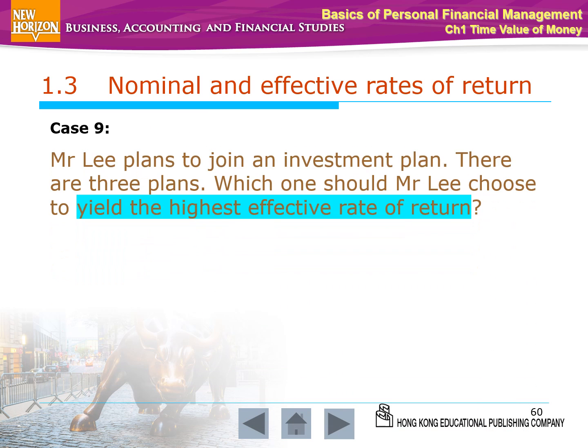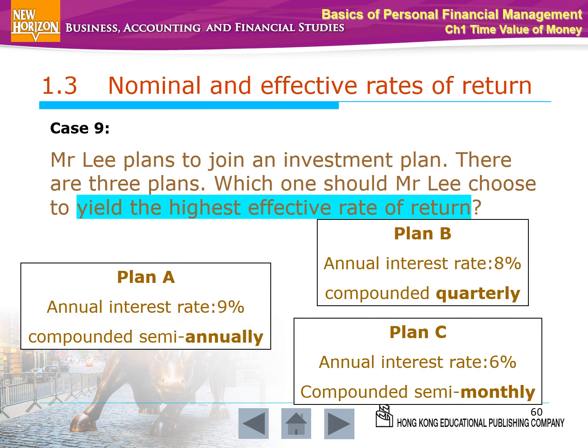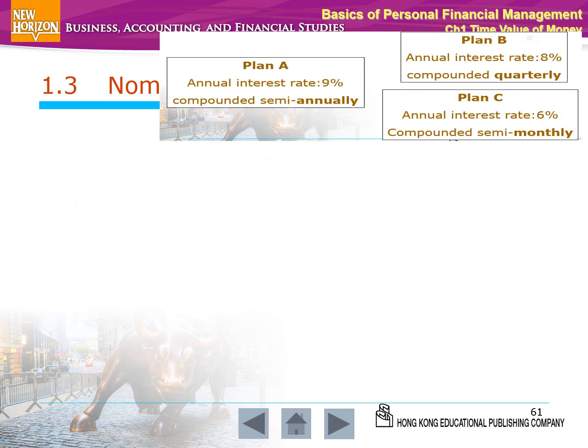Let us look at case 9. Mr. Lee plans to join an investment plan. There are 3 plans. Which one should Mr. Lee choose to yield the highest effective rate of return? Plan A, 9% semi-annually. Plan B, 8%, a lower percentage, but more frequent compounding, quarterly. Plan C, again a lower interest rate, but again more frequent compounding. We do not know, except that we make use of the formula to calculate the effective rate of return.